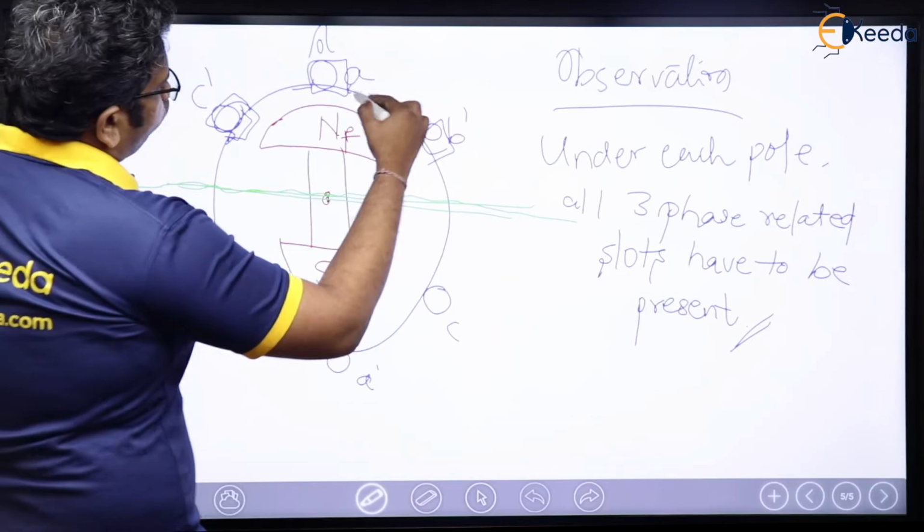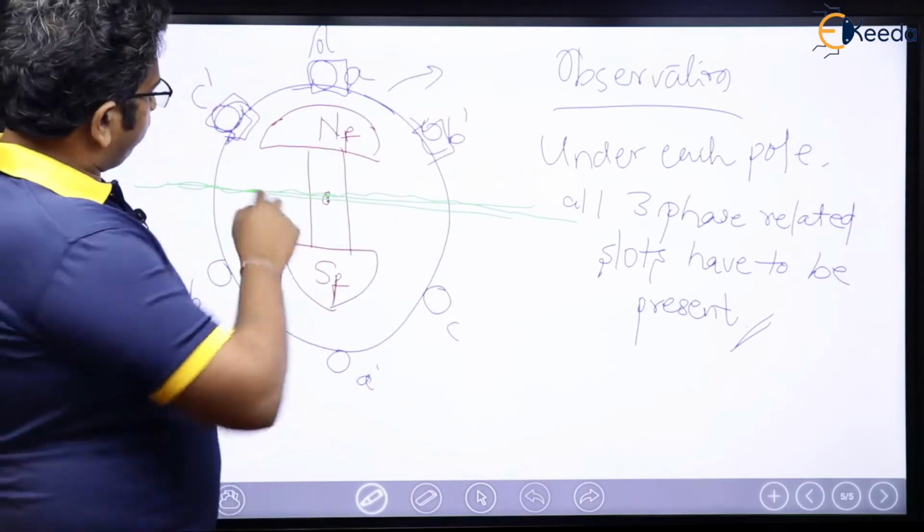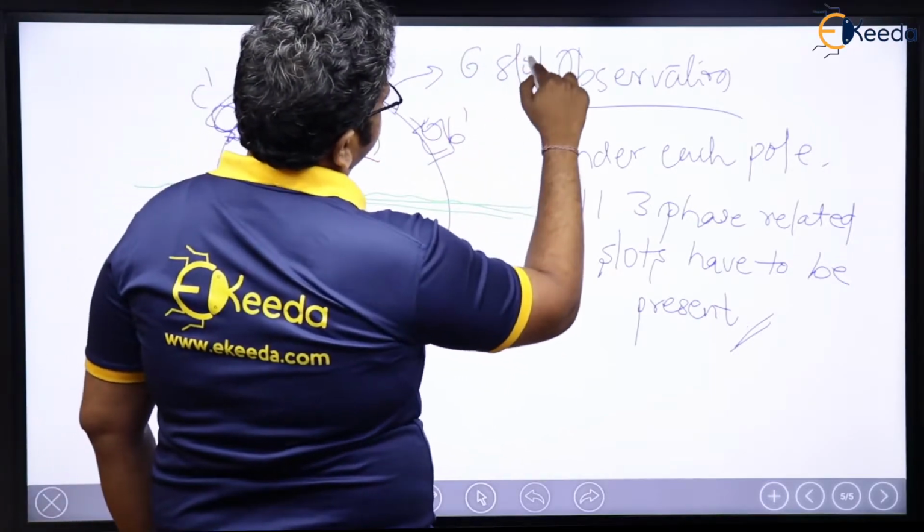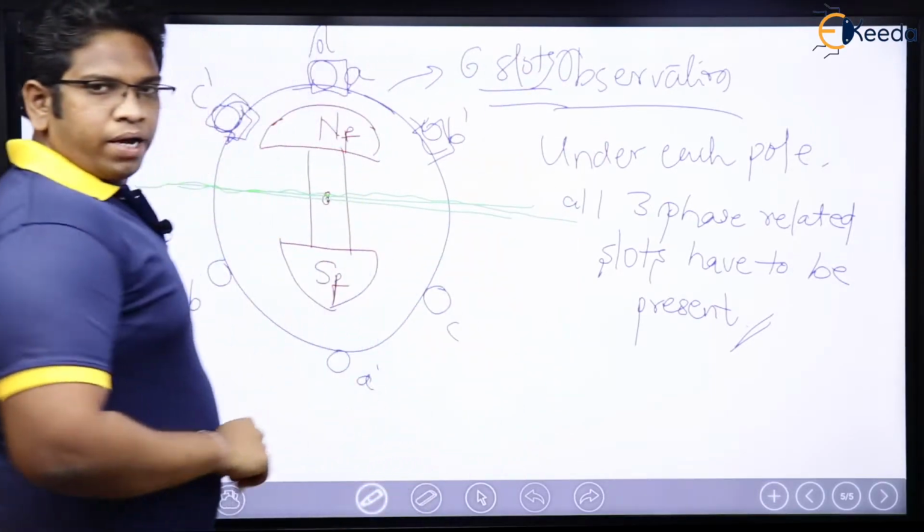Now, here if you observe, how many slots am I going to have here? 1, 2, 3, 4, 5, 6. I am going to have 6 slots. Am I right?